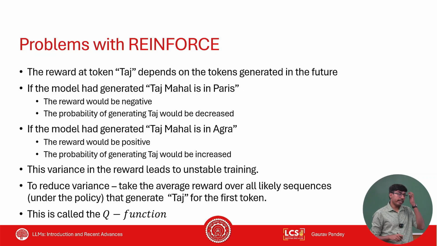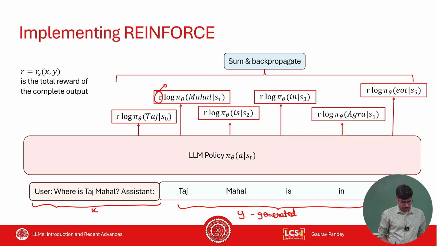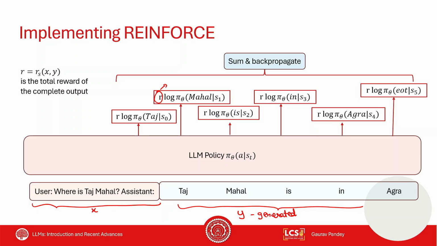When we do the final expectation, we are computing the average of the gradient. But how much weight should this word get? This is not coming from any average. This is coming from this particular sequence. Whatever reward this sequence got is the reward here. If this sequence was correct, Taj Mahal is in Agra, so this reward would be positive. If this sequence was incorrect, this reward will be negative.